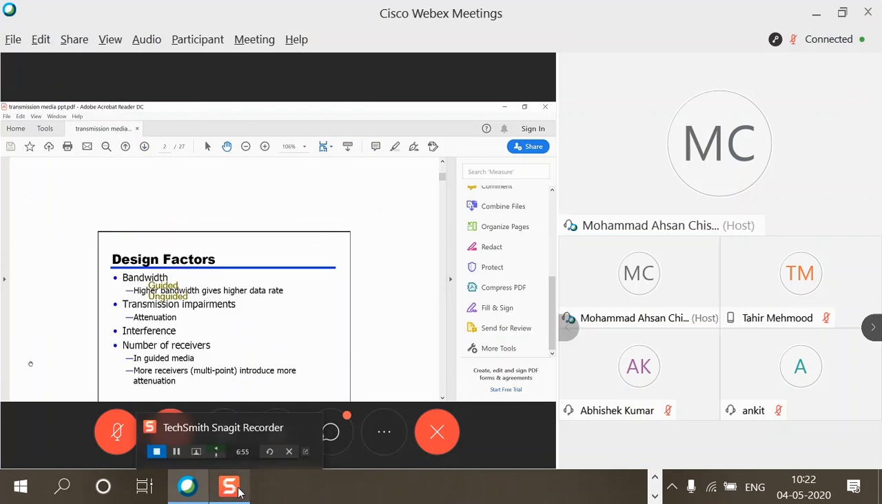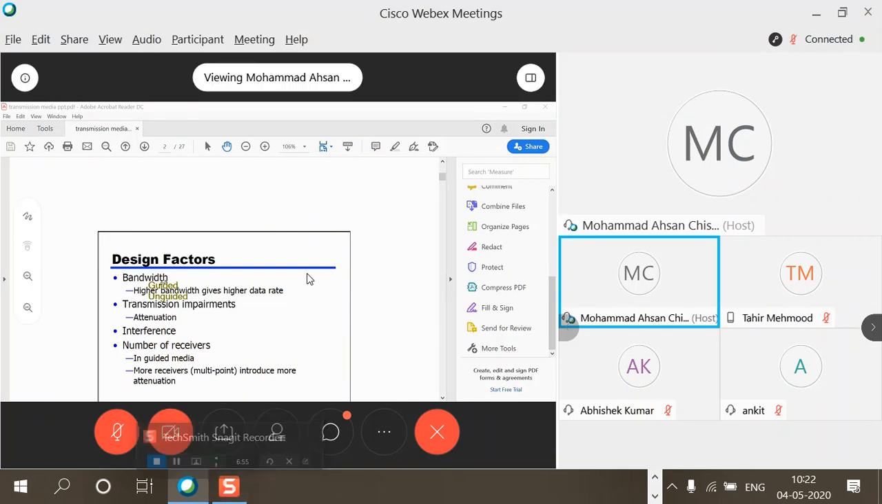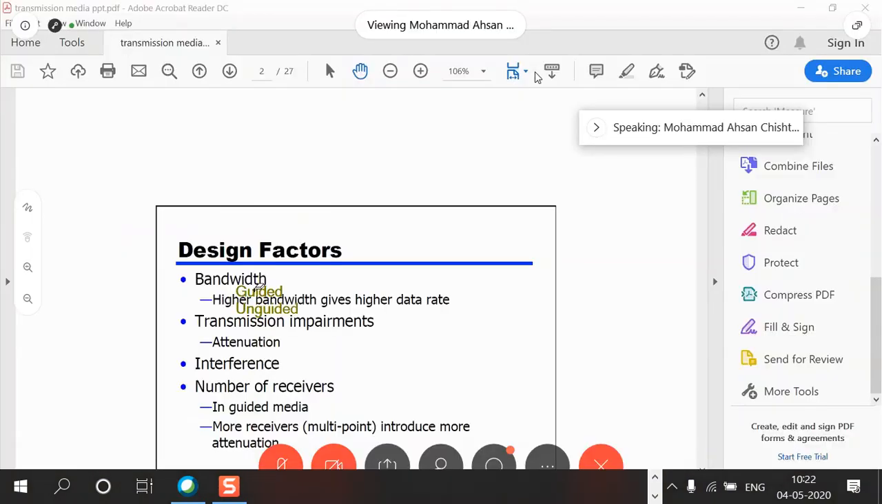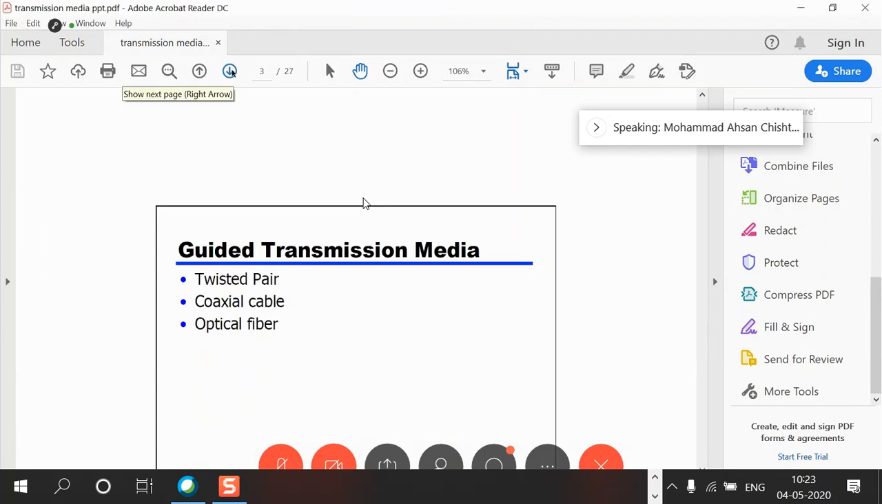So here it's written, based on what we are actually using it, it's based on bandwidth, transmission impairments, I'm coming to that within this class as well, interference, then receivers that we require in between. So here is the guided transmission media. The first one is the twisted pair. The second one is the coaxial cable. And the third one is the optical fiber.